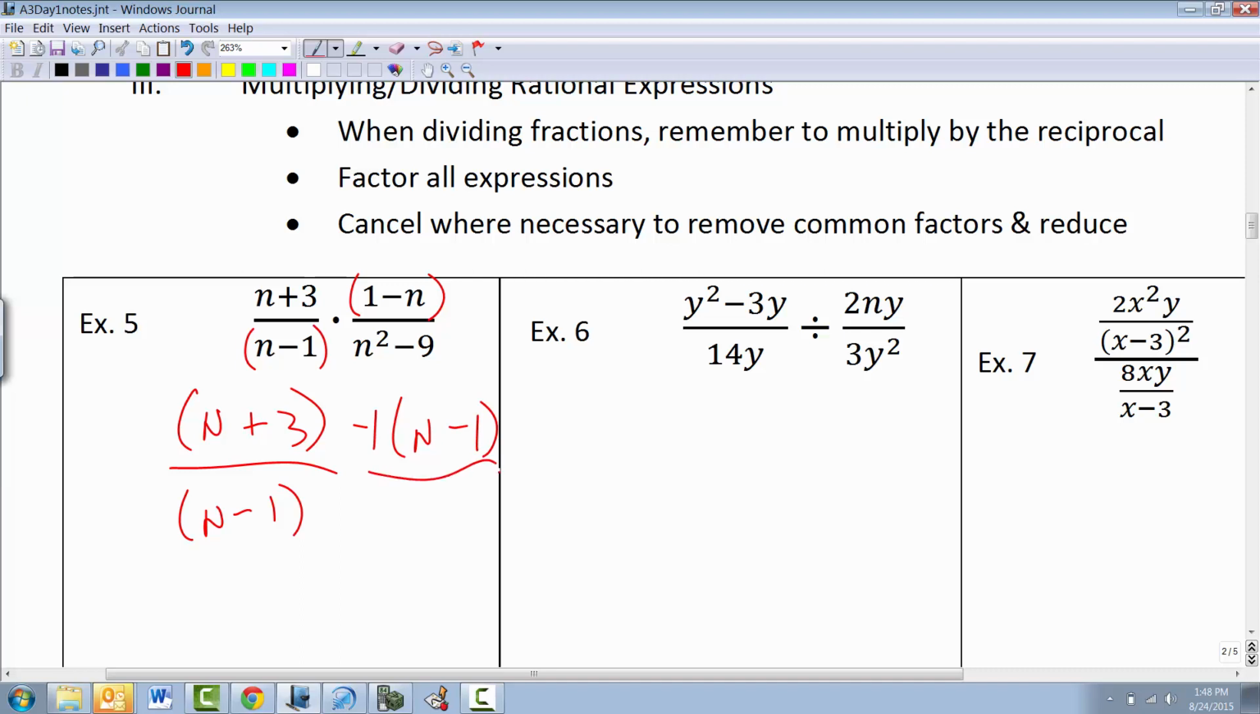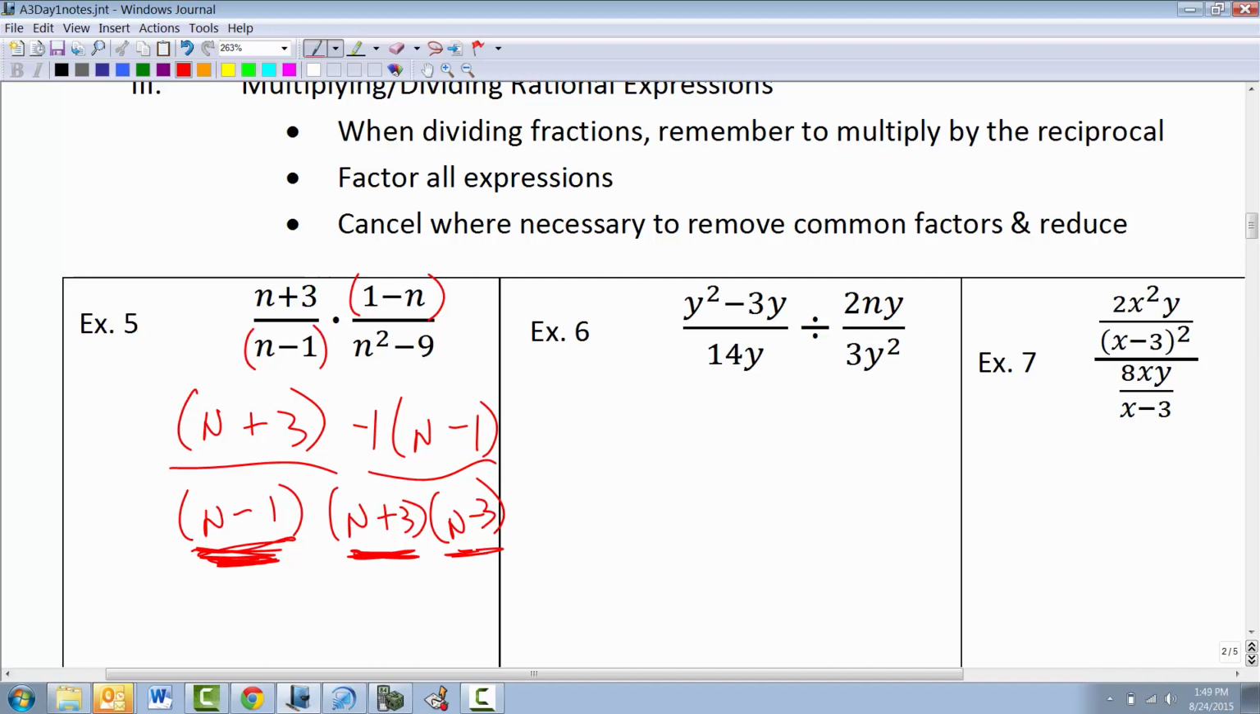Next person. What does n squared minus 9 become? N plus 3, n minus 3. And then just for giggles, we'll verbalize this. What can't n equal? N can equal what, everybody? 1. What else? And what else? Positive 3. So 3, negative 3, and 1 are what the domain would be in this case, the domain being the variable n. Now, who cancels?